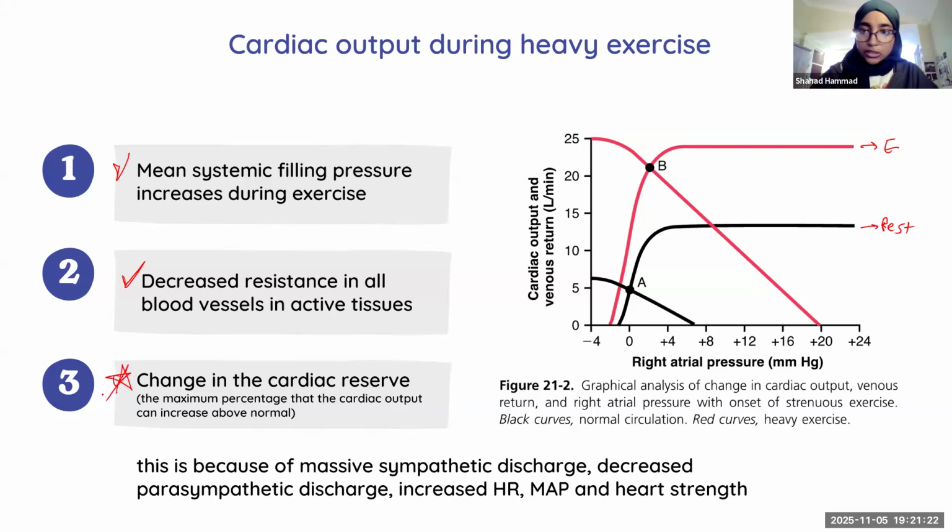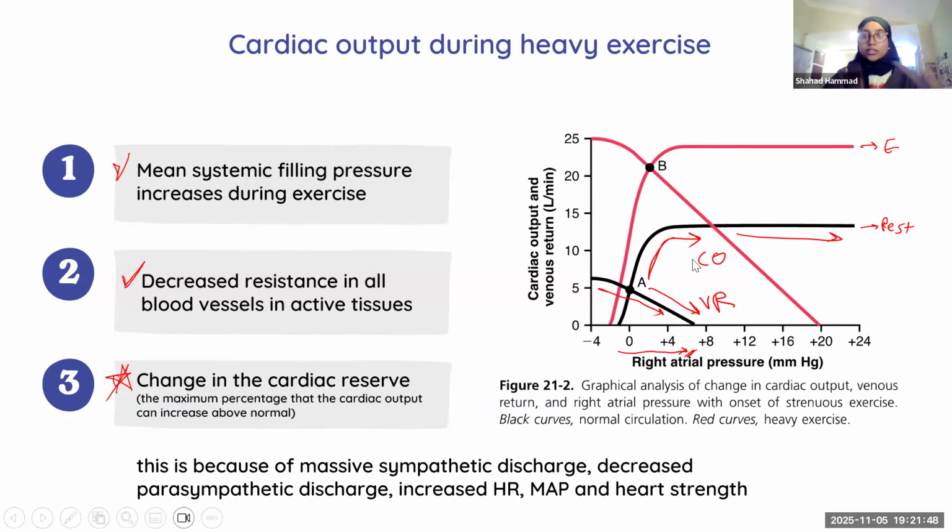Let me just read the chat. Venous return and cardiac output are the same line. No, they're not. As I said over here, this one here is the cardiac output. This line that's curving over here. This line going downwards is the venous return, okay? A way to remember this is that as the right atrial pressure is increasing, the venous return will decrease.